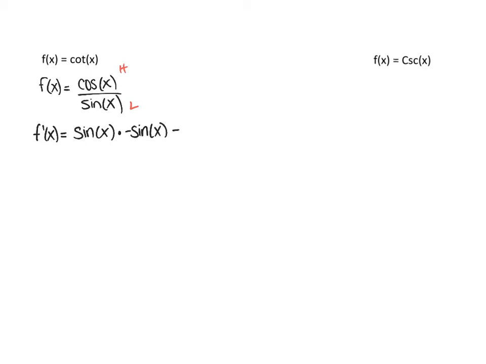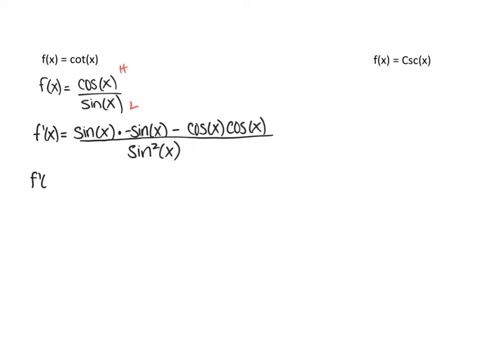So if I want to find the derivative of cotangent, first we need to write it. We know that cotangent is cosine of x over sine x. And we know that the cosine is my high and the sine is my low. So to find the derivative, f prime of x, it's low d high, the derivative of cosine is negative sine, minus high d low, the derivative of sine is cosine, all over low squared.